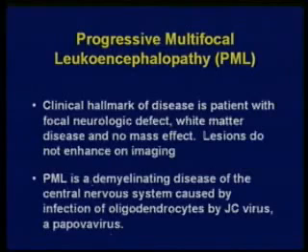So the clinical hallmark of disease, and this is important, is a patient with focal neurologic, well, everything I say is important, but this is just a little bit more important. Focal neurologic deficit, white matter disease, no mass effect, right? Lesions do not enhance on imaging. And I'm going to give you examples of other diseases that have mass effects or enhance on imaging. Okay? So PML is a demyelinating disease of the central nervous system caused by infection of oligodendrocytes by a JC virus, which is a papovavirus.